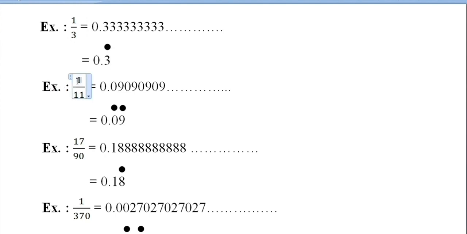Example: 1/11 equals 0.090909 and so on, which equals 0.09 recurring decimal of 0 and 9.